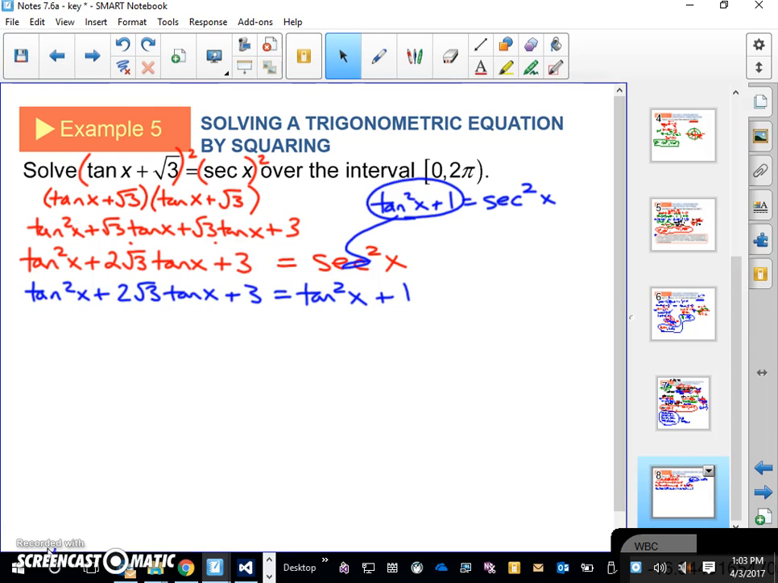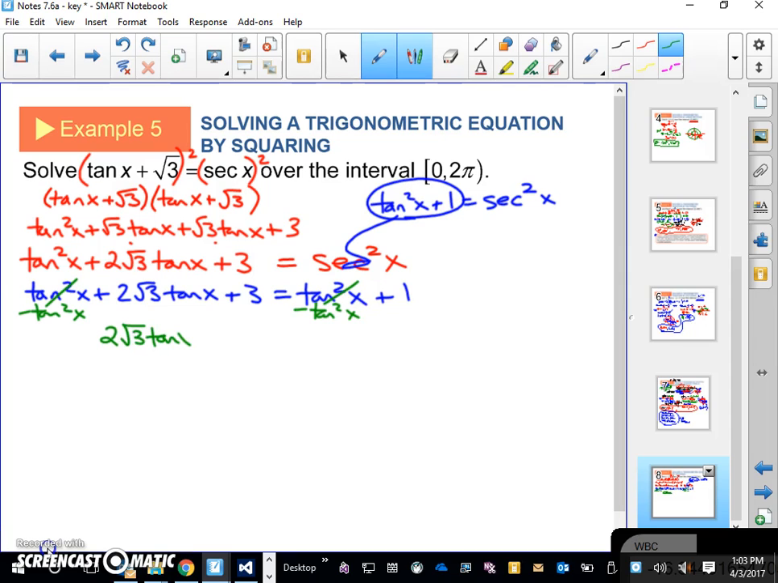If you notice, there are like terms. You've got the tangent squared x on the left and on the right. If you try to get those two like terms together, they're going to cancel each other out. That tangent squared x is going to completely cancel out. And so if you rewrite, you have 2 times the square root of 3 tangent x plus 3 equals 1.